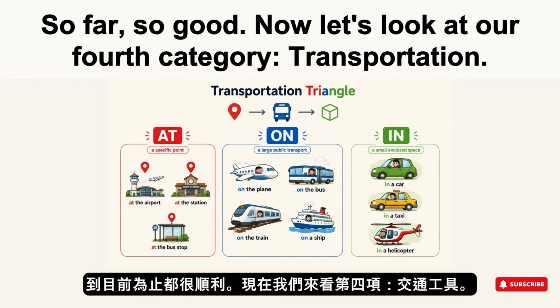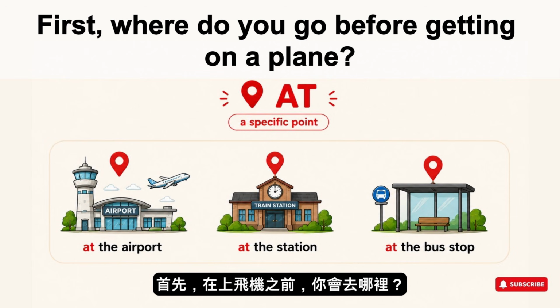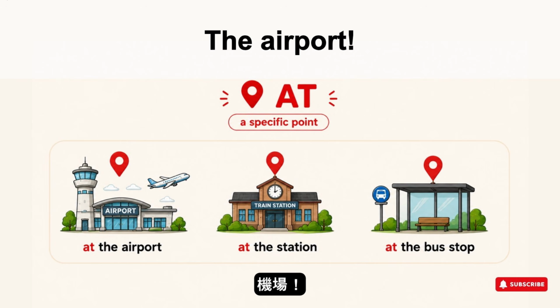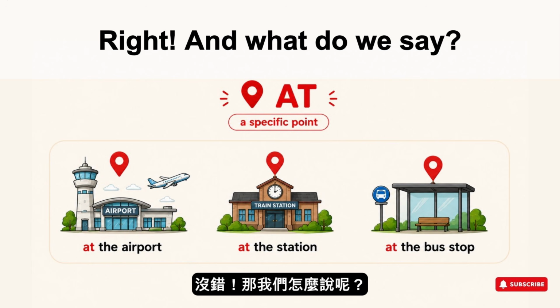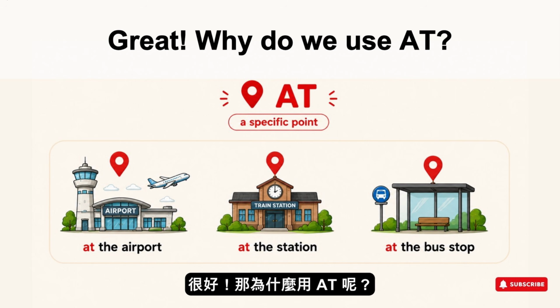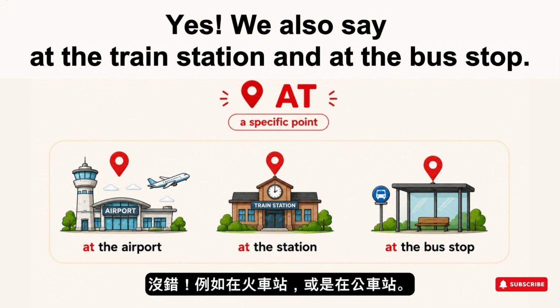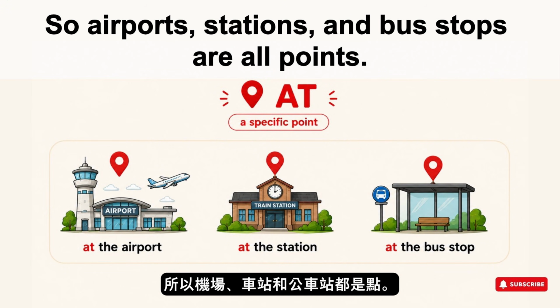So far, so good. Now let's look at our fourth category, transportation. Imagine you're going on a trip. First, where do you go before getting on a plane? The airport! Right. And what do we say? I am at the airport. Great. Why do we use at? Because the airport is a point on the map. Yes. We also say at the train station and at the bus stop. So airports, stations, and bus stops are all points.